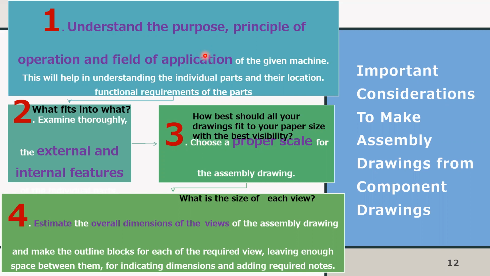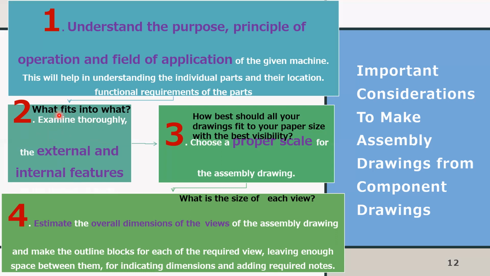So this will help you in understanding the individual parts and their location, and the functional requirements of the part. Okay. Then the second consideration we should make is to check the different parts. Like an assembly, of course, consists of several parts. So you pick every one of the parts of the assembly, you check where it fits, which one goes into which, or which one surrounds the other, how it is connected to the other. Okay, so this consideration answers the question, what fits into what.